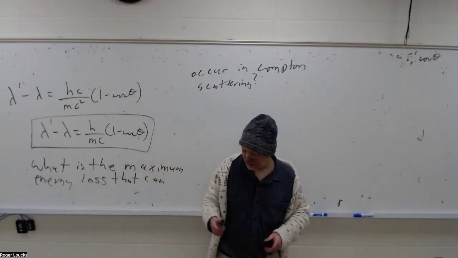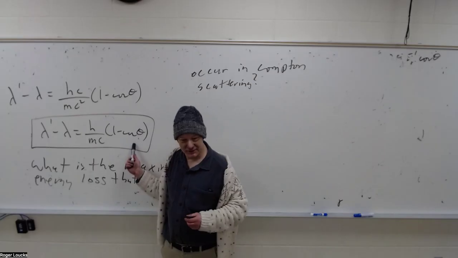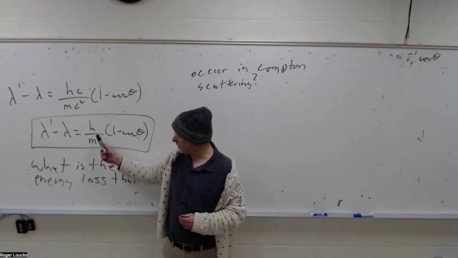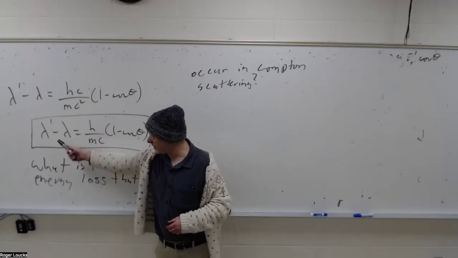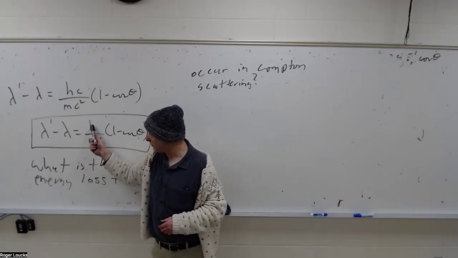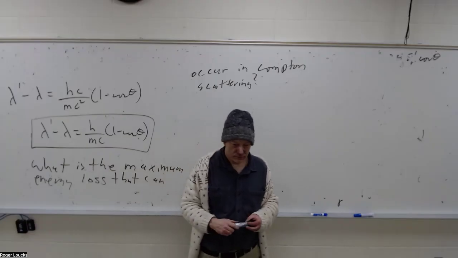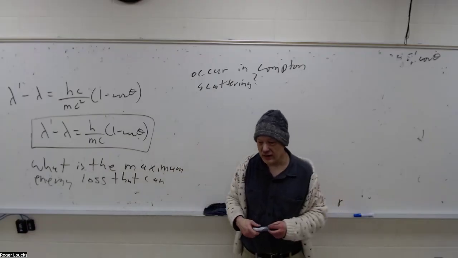Okay, so we have 90 here. Cosine of 90 is 0. So 1 minus 0 is 1, and we have hc over mc, and that would mean that lambda prime is h over mc plus lambda. We're going to make it bigger.